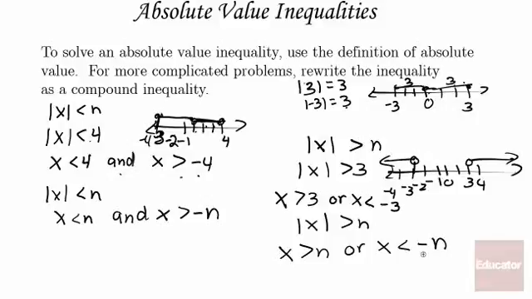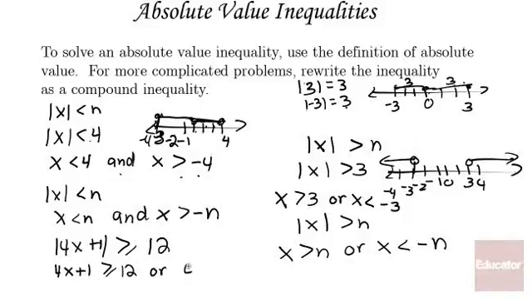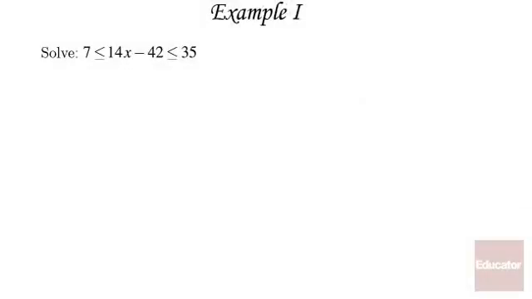And you can apply these to more complex inequalities such as the absolute value of 4x plus 1 is greater than or equal to 12. I would recognize that it's in this form, and I would rewrite it as 4x plus 1 is greater than or equal to 12, or 4x plus 1 is less than or equal to negative 12. So just following this pattern. And we'll work on this in the examples.